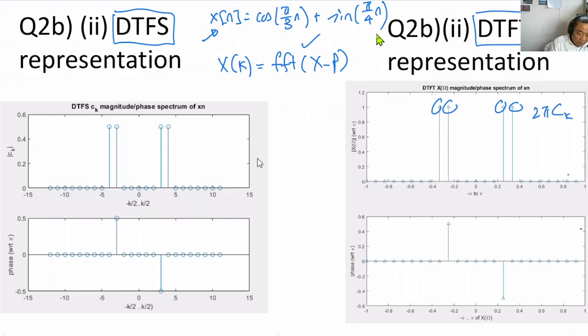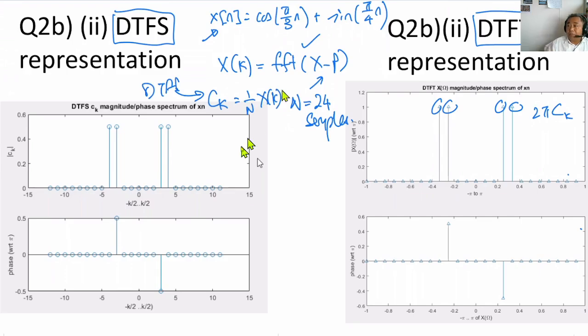We find that we only need capital N equals 24 samples. And once we have that, it is very easy to find Ck. Ck is the DTFS representation, and it is simply 1 over N times X[k]. Then the rest is just plotting. So we only need this equation.